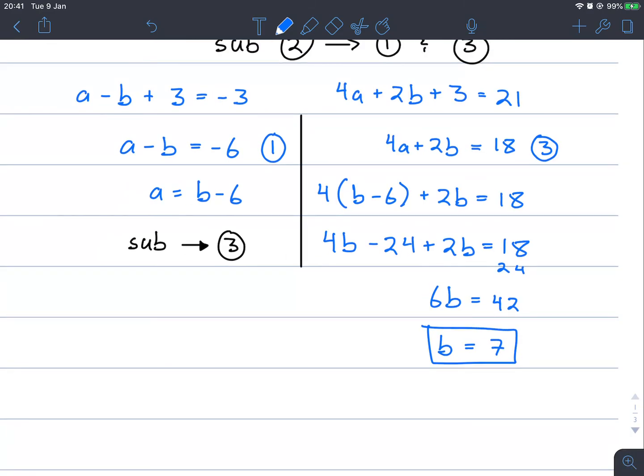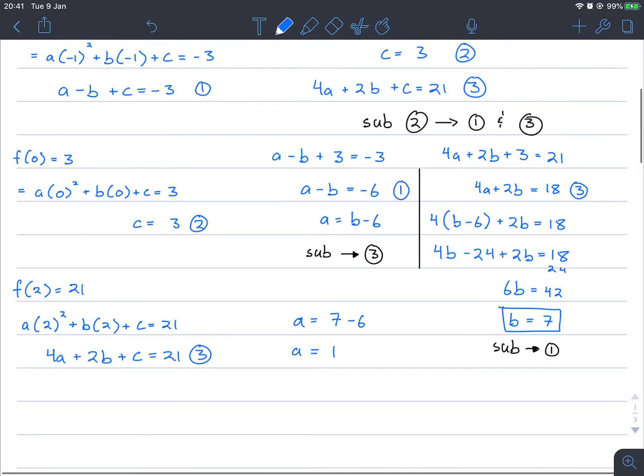I'm going to substitute this back into equation 1. So it's going to be a is equal to 7 take away 6, that's equal to just 1.